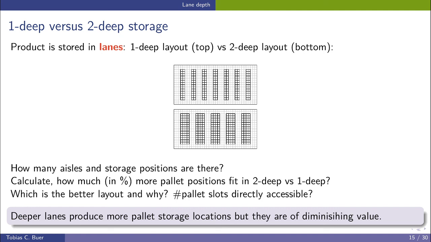Deeper lanes produce more pallet storage locations, but they are of diminishing value. If we go for 3 deep lanes, we could store even more pallet positions, but we have even less access to these pallet positions. So there's always a trade-off between the storage space that is required and the time to access the pallets.